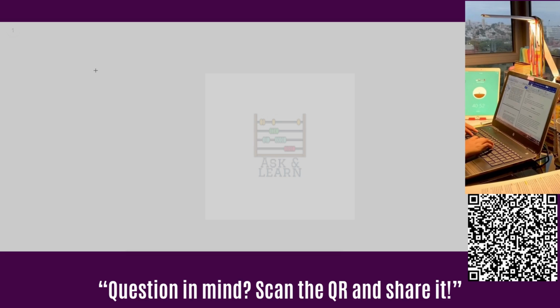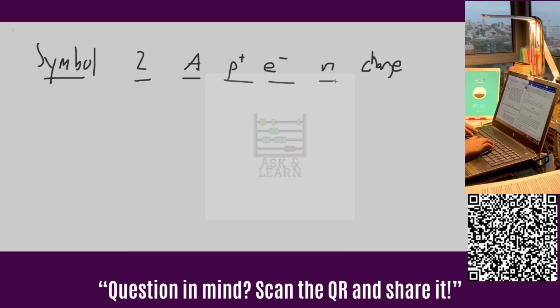So this problem gives us the following table. We have symbol, Z, A, the number of protons, the number of electrons, the number of neutrons, and the charge. This table is partially filled in. First, I'll fill it in the way it's filled in the book.